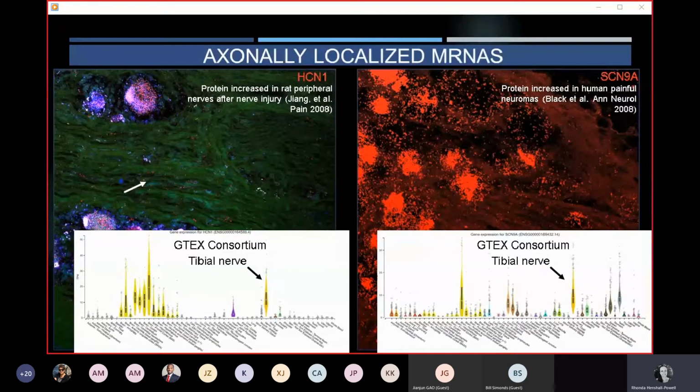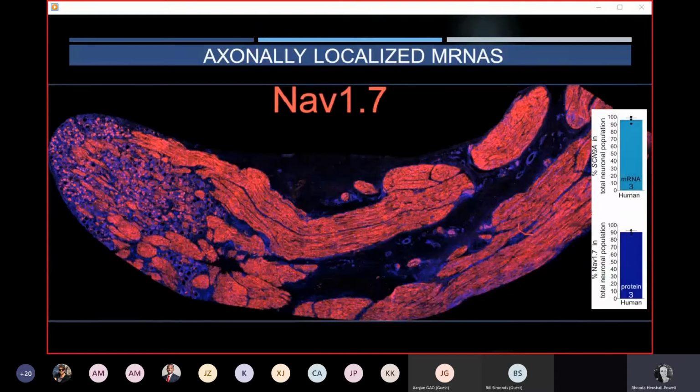And if we look at just confirmation of this work at the GTEx consortium, where they have sequenced a variety of different human tissues, we see HCN1 signal and SCN9A signal in the tibial nerves of human patients. So this suggests that this is a real signal and we're actually detecting mRNA in these fibers.